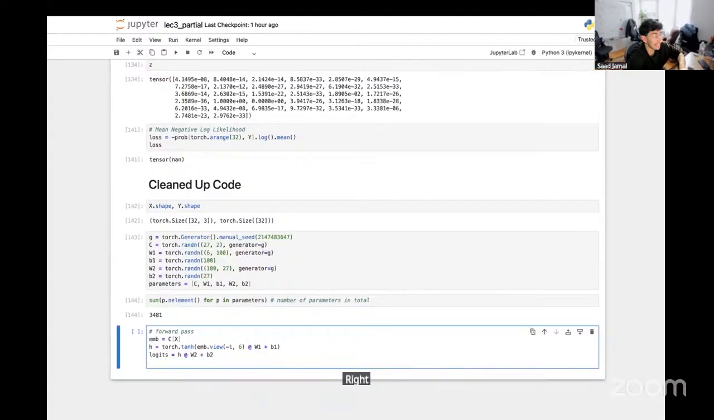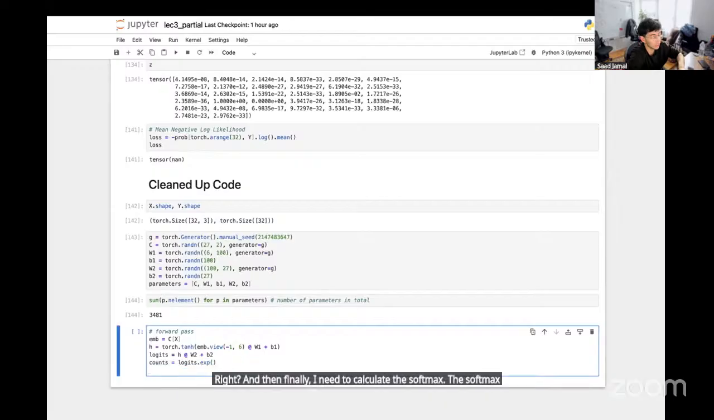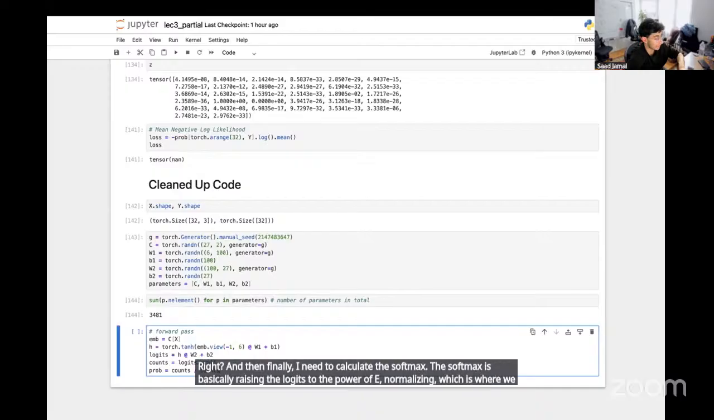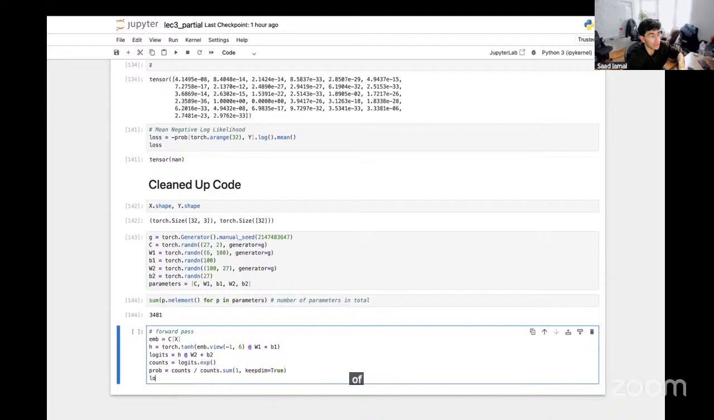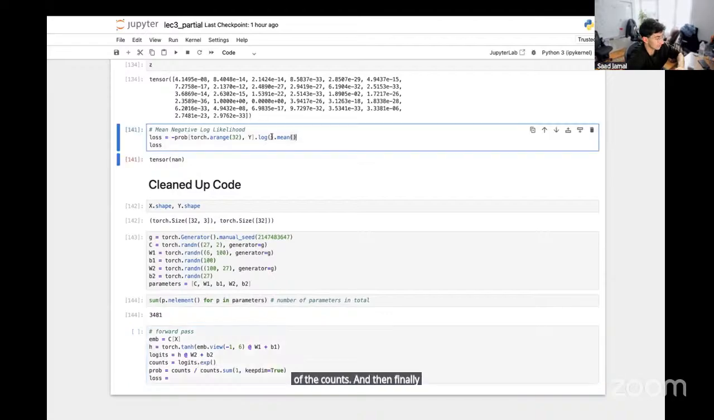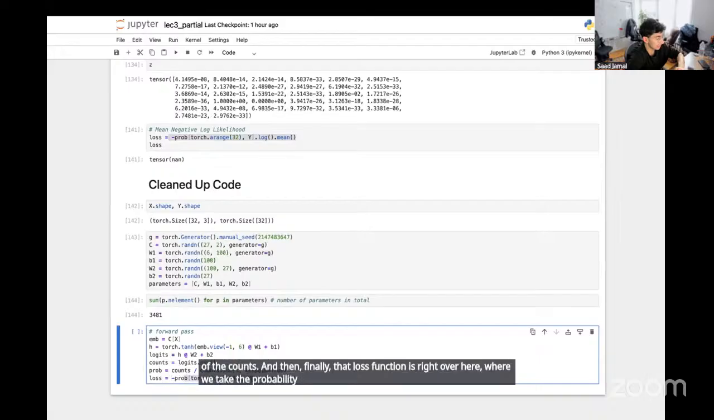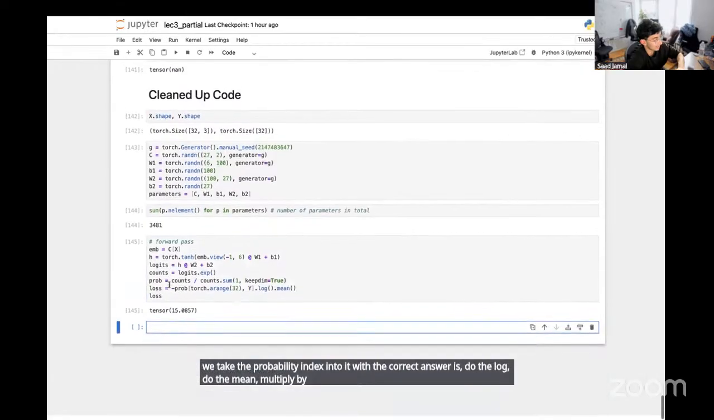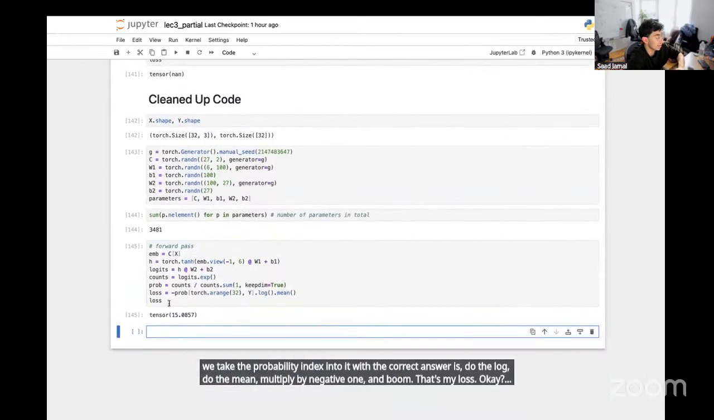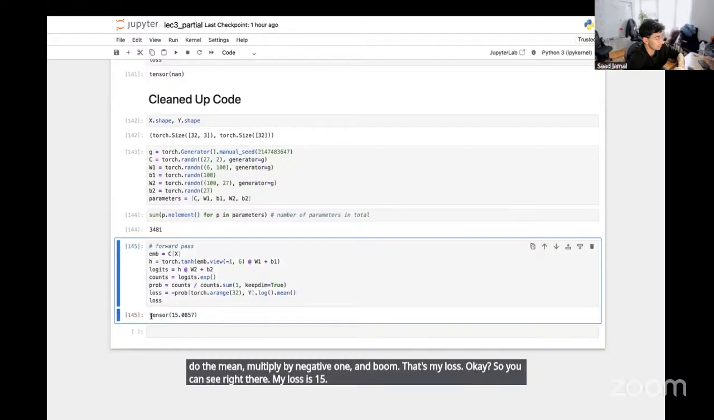And then finally, I need to calculate the softmax. The softmax is basically raising the logits to the power of e, normalizing, which is where we divide by the sum of the counts. And then finally, that loss function is right over here, where we take the probability, index into it what the correct answer is, do the log, do the mean, multiply by -1, and boom, that's my loss. Okay? So you can see right there, my loss is 15, right?